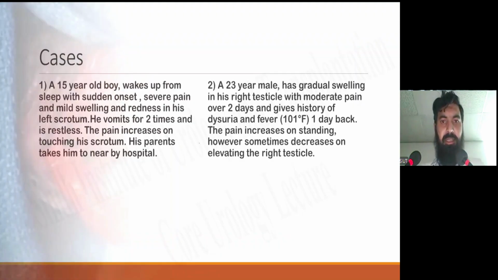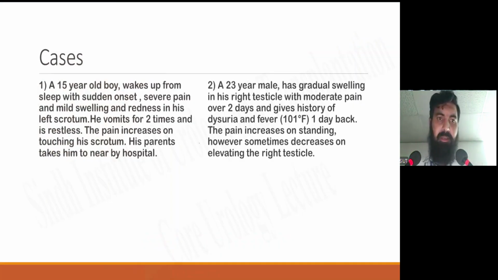We've got two cases here. The first case is a 15-year-old boy who wakes up from sleep with a sudden onset of severe pain, mild swelling, and redness on his left scrotum. He vomits twice and is restless. The pain increases on touching the scrotum. His parents take him to the nearby hospital. So, what is the most likely diagnosis in this case?